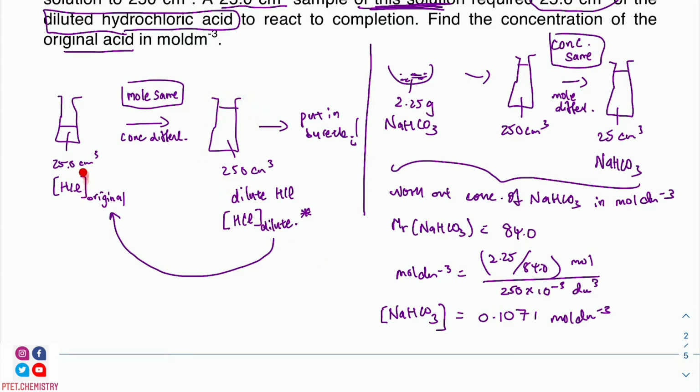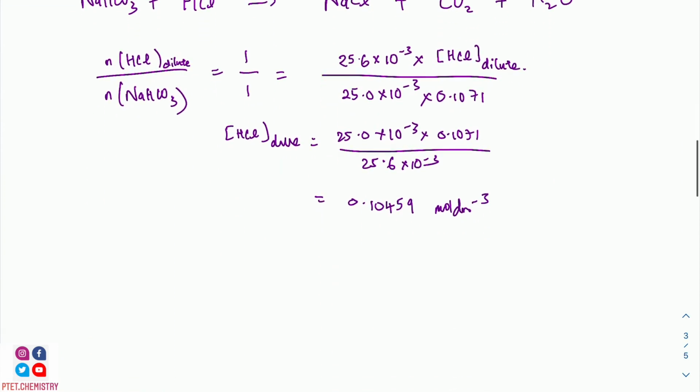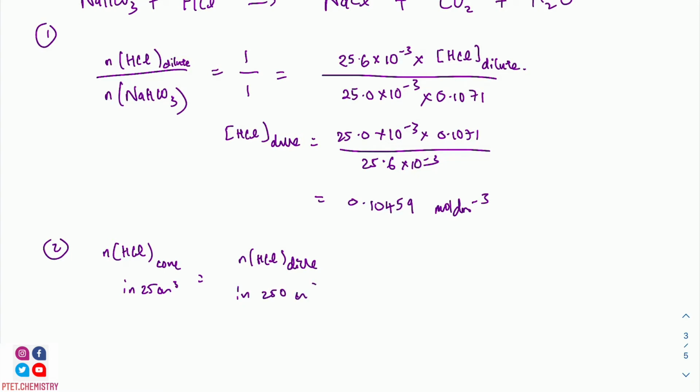My job is, how do I find the concentration here? The mole is the same in this 250 cm cube versus this 25 cm cube. So with that knowledge, the mole of the HCl concentrated in 25 cm cube is the same as the mole of the HCl dilute in 250 cm cube.